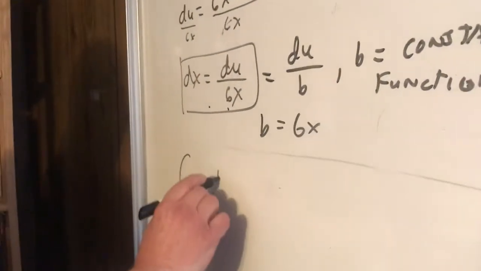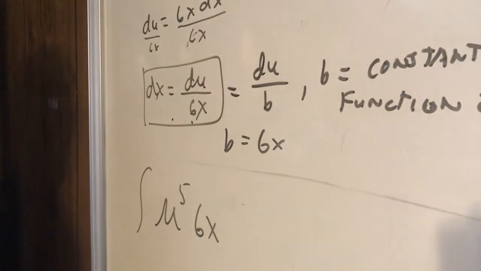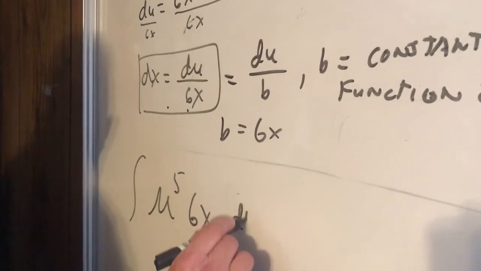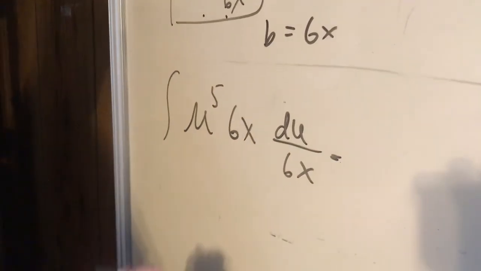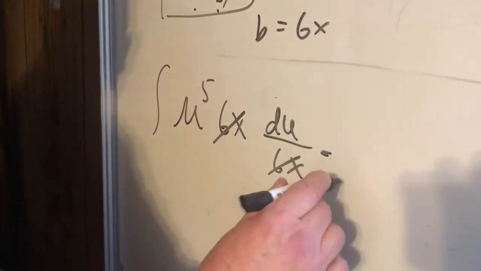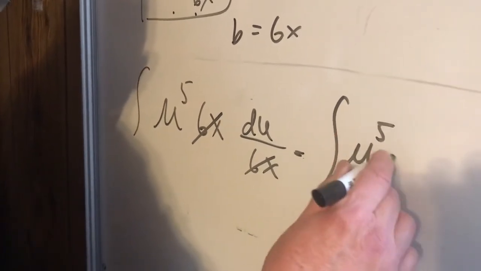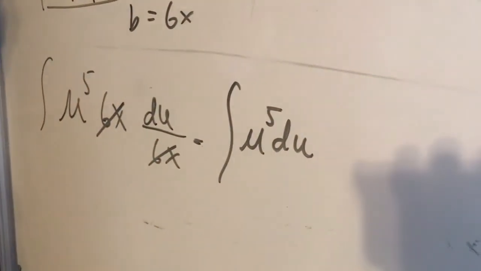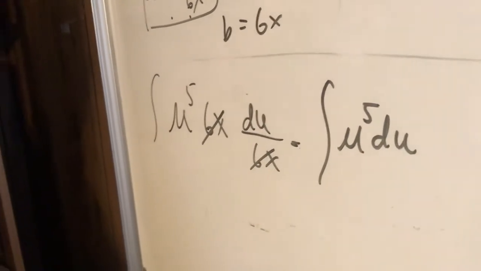It's going to give me u to the fifth. 6x remains. I haven't done anything like that. dx is going to be du over b, which is 6x. Notice we now got rid of the x's, which is our goal. Now I can use the power rule. If I couldn't get rid of the x, I can't use this procedure.